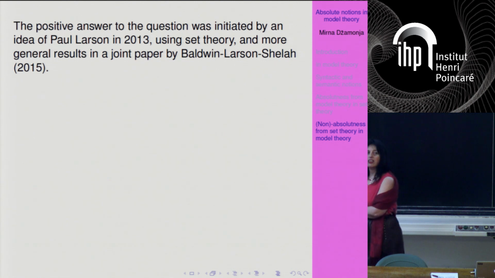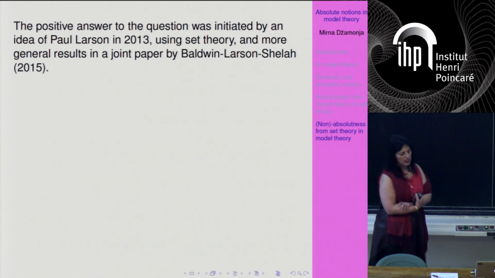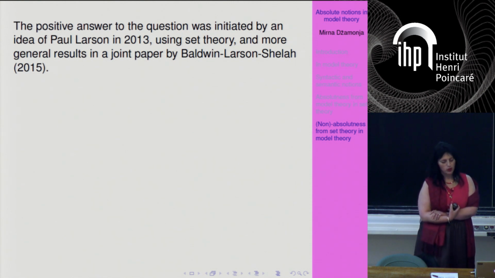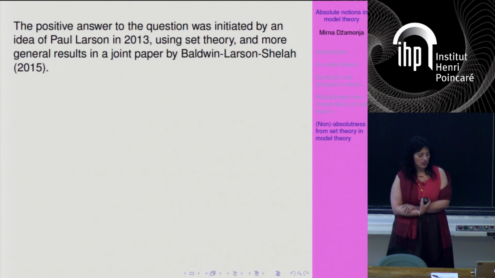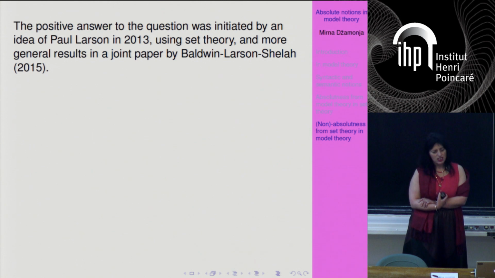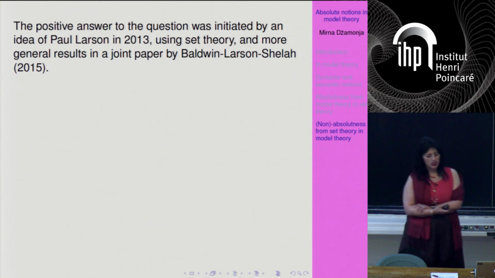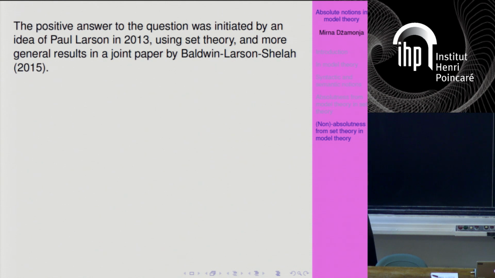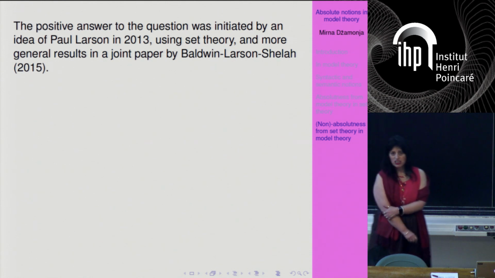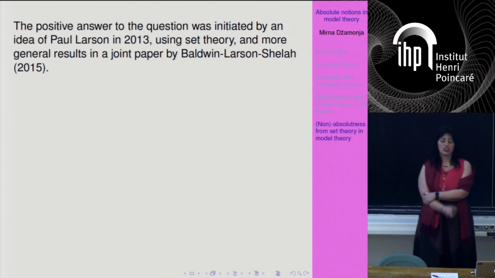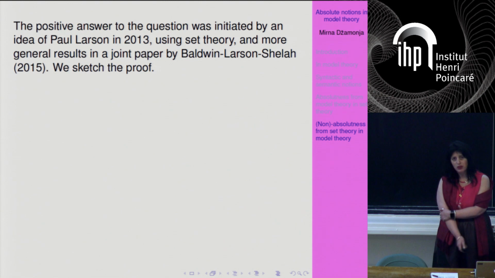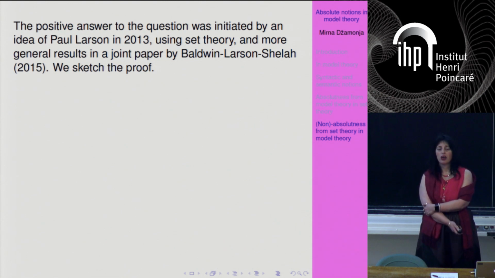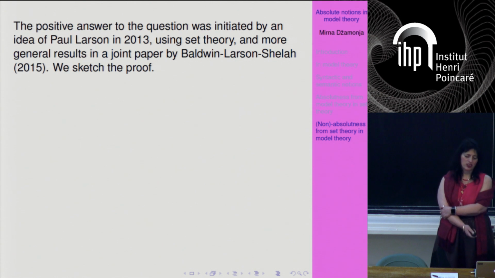The answer to this question came from an unexpected direction. The idea came from a paper by Paul Larson in 2013, and this idea used set theory. This and more general results appear in a joint paper by Baldwin, Larson, and Shelah from 2015. They also talk about the logic L omega 1 omega of Q, which is the same as L omega 1 omega, but Q is the quantifier which says there exist uncountably many. Let me sketch their proof just to show you how a sophisticated approach in set theory can be used here.